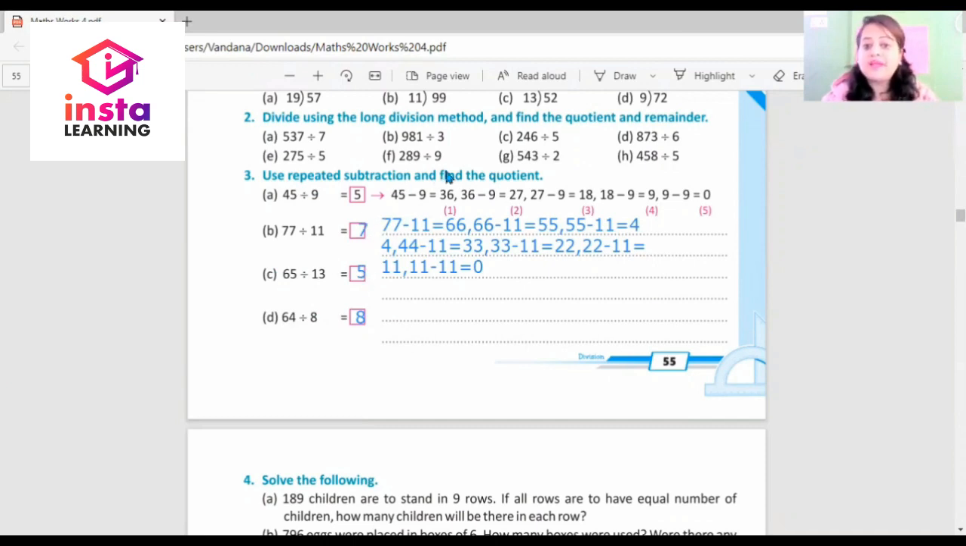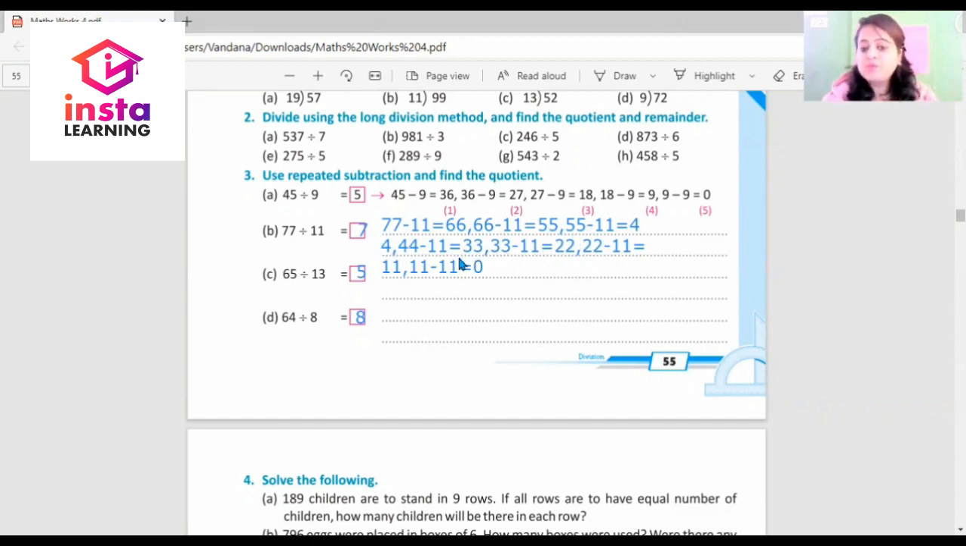And now find the quotient. You have to use the repeated subtraction also in these sums. So do 77 minus 11, you will get 66. Then 66 minus 11, you will get 55. Then 55 minus 11, you will get 44. Then 44 minus 11, 33. 33 minus 11, 22. 22 minus 11, 11. And 11 minus 11, answer is 0.